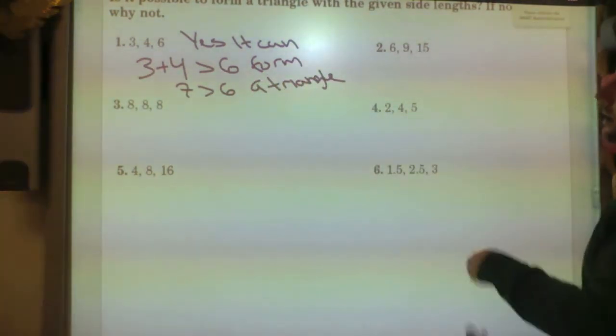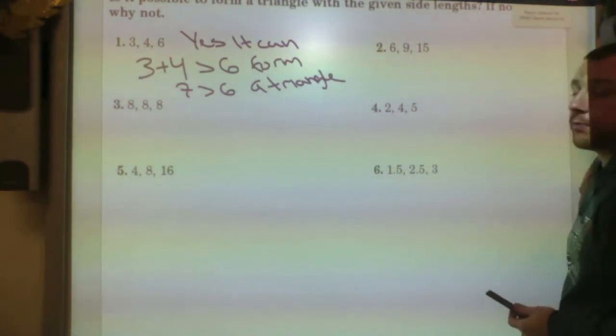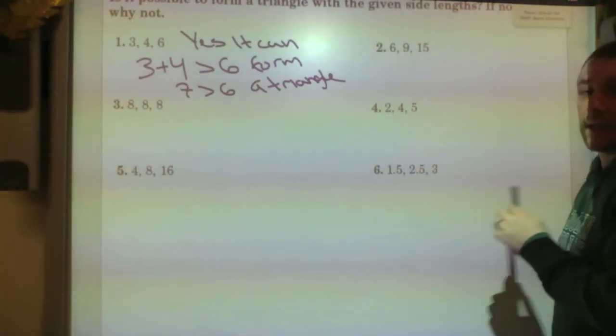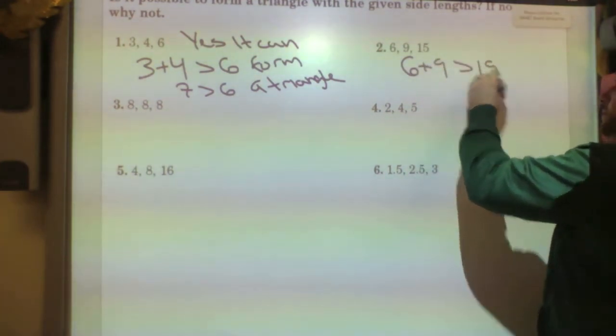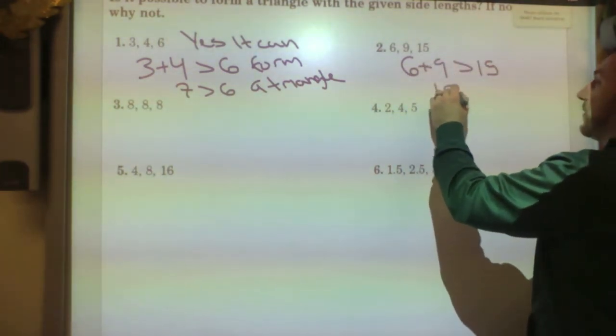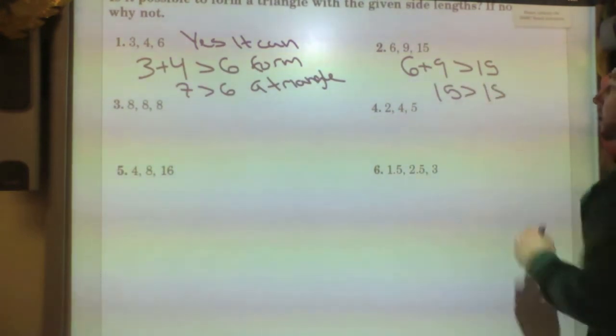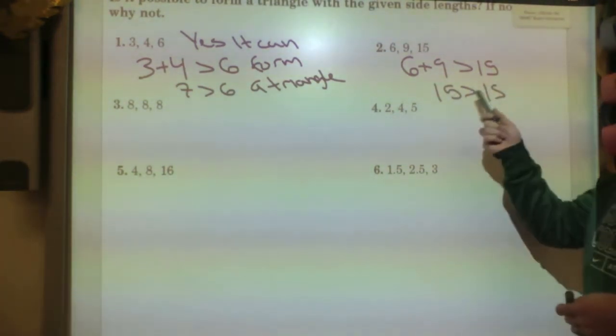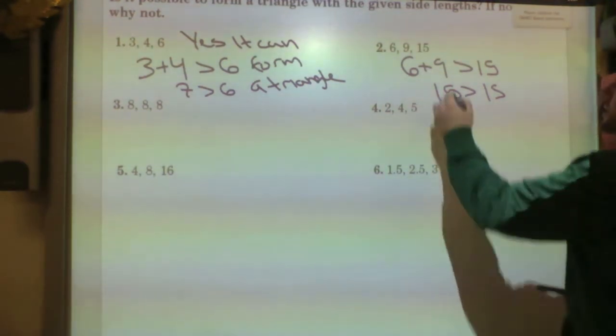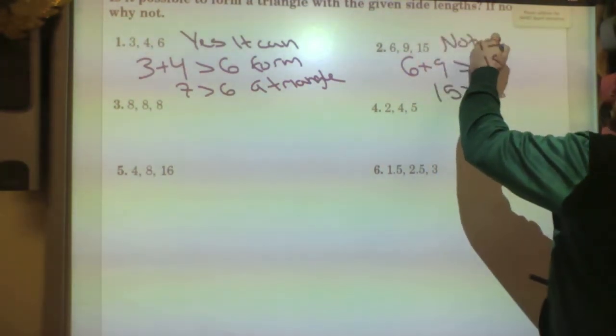But if we look at number 2, again, 15 is the biggest. If I do 6 plus 9, is that bigger than 15? Well, 6 plus 9 is 15. This says, is it bigger than 15? It's exactly equal, so it's not bigger. So it's not able to form a triangle.